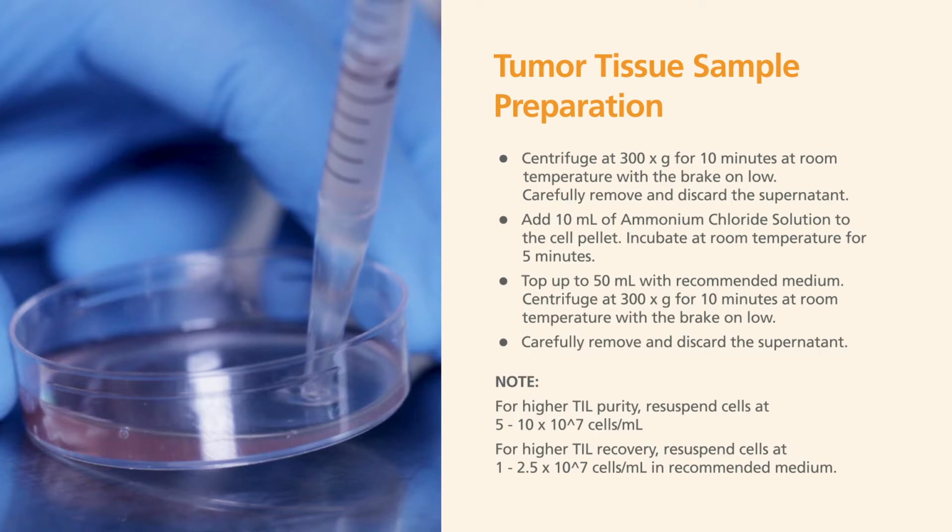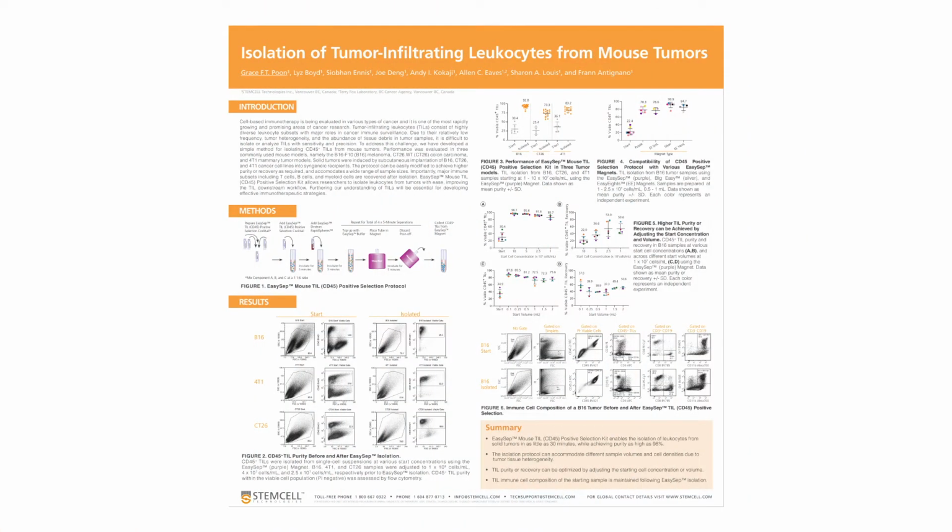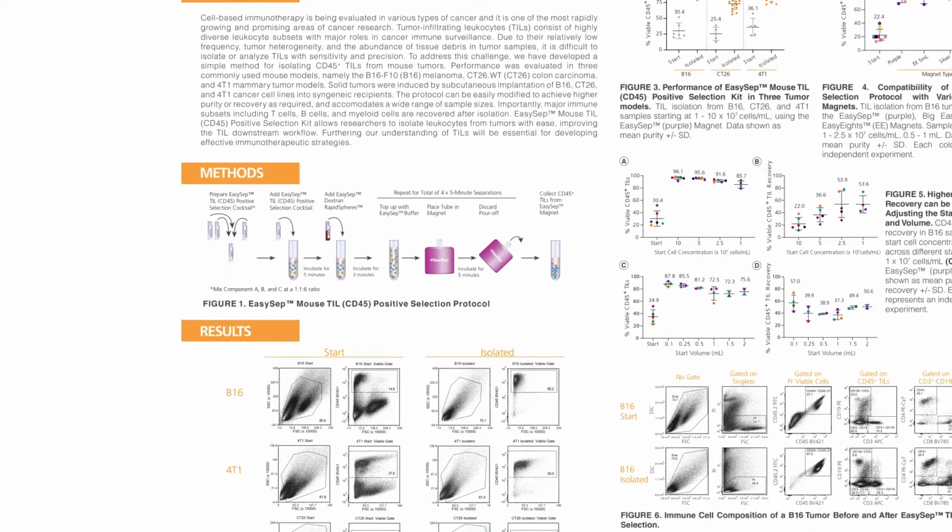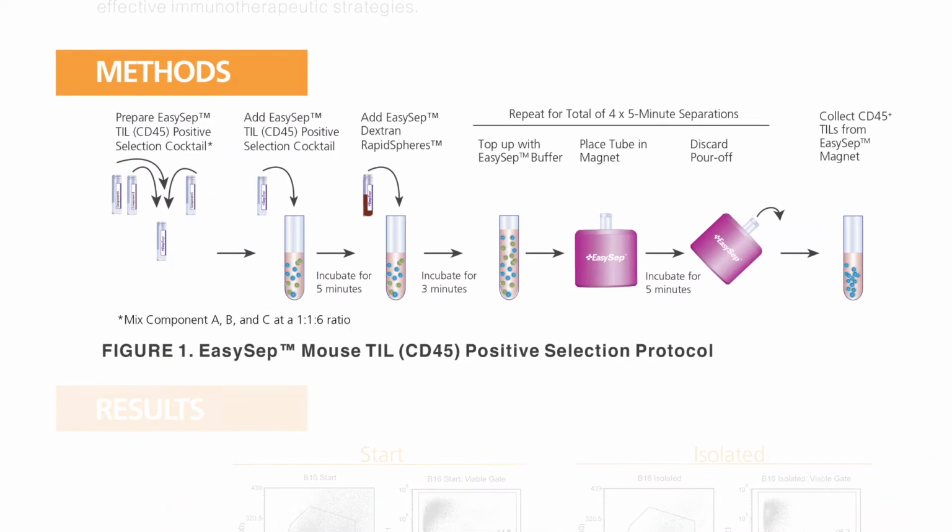Spin down the cells and carefully remove and discard the supernatant. Add ammonium chloride for 5 minutes at room temperature to remove red blood cells. Top up with EasySep buffer and centrifuge at 300 G for 10 minutes. Carefully remove the supernatant and resuspend cells at the desired concentration in EasySep buffer, and the sample is now ready for TIL isolation. The TIL isolation protocol we will now review is compatible with most tissue dissociation protocols, so you can easily apply it to your current workflow.